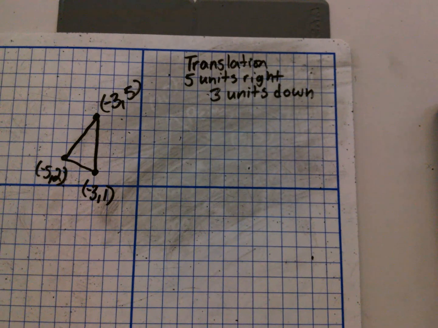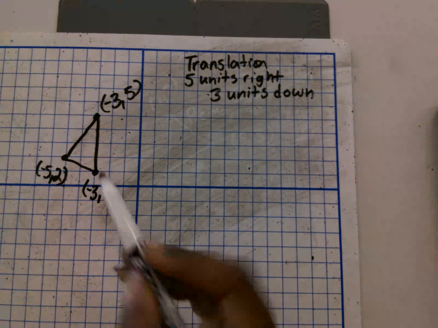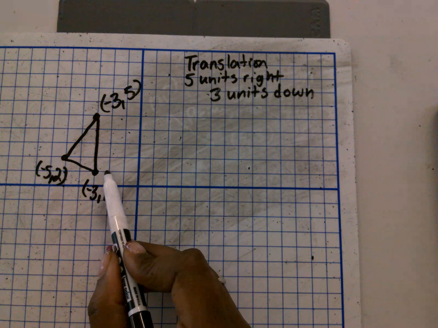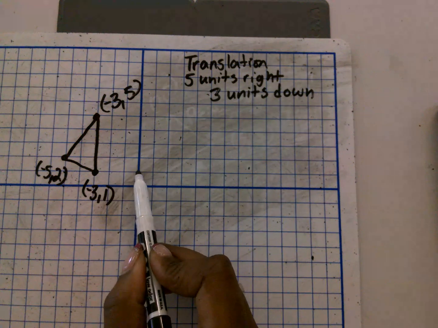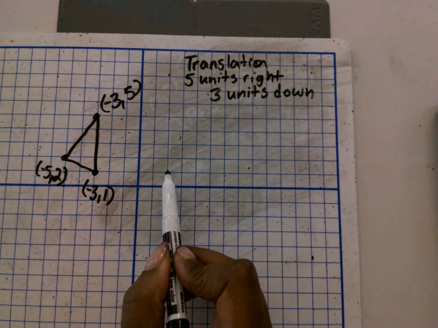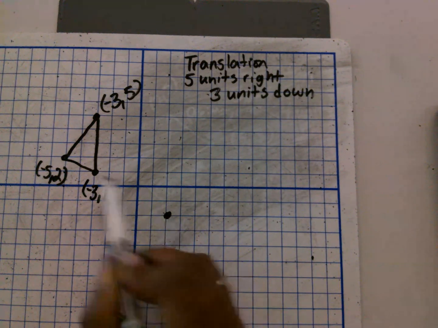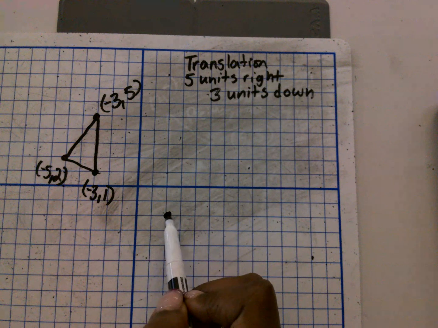And it should look exactly the same because all you did was slide it, okay? It should be going in the same direction, looks exactly the same because all we're doing is sliding it. So let's look at this point first. I'm going to move it 5 units to the right. 1, 2, 3, 4, 5, and down 3. 1, 2, 3. I went over 5, down 3.